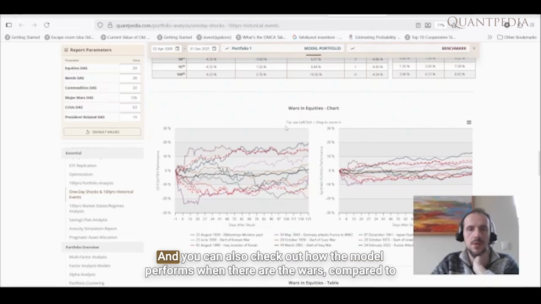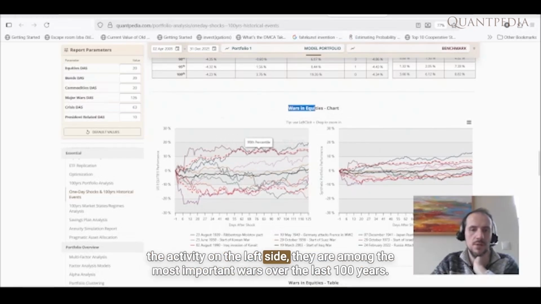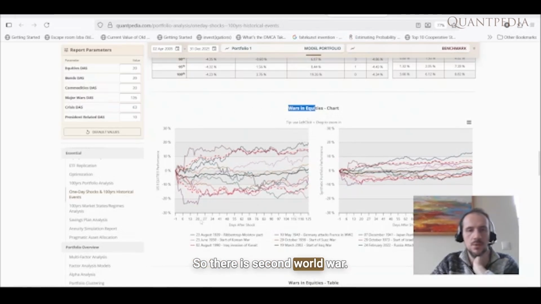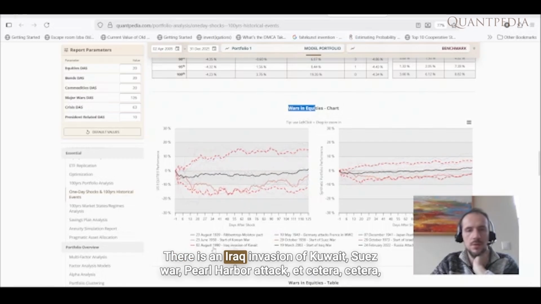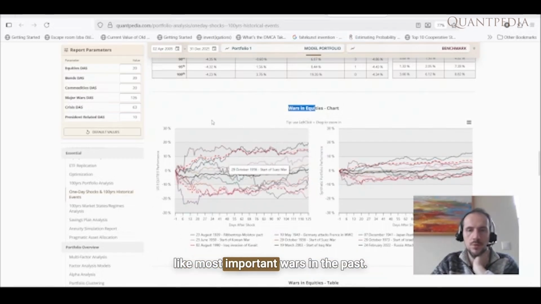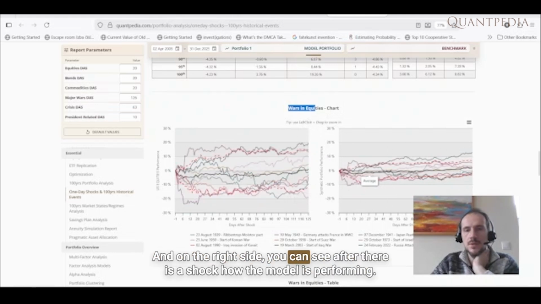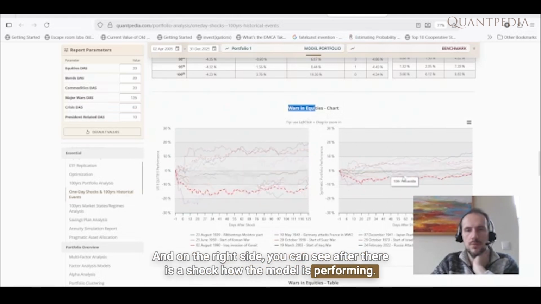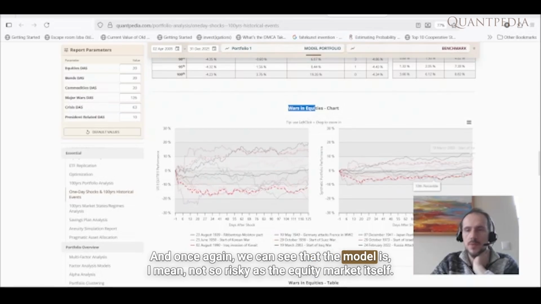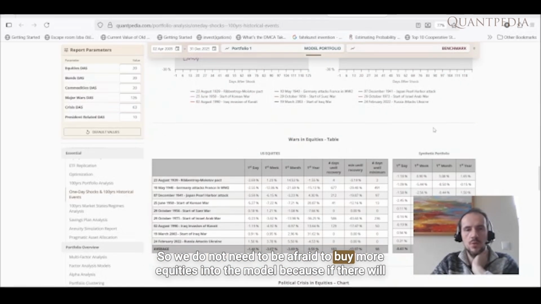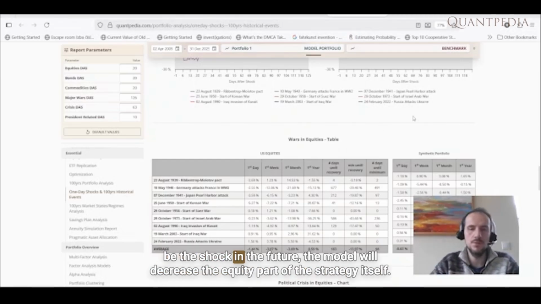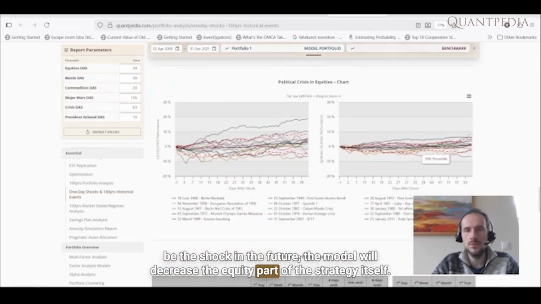You also have the tables, and you can check out how the model performs during wars compared to the equities. On the left side, there are some of the most important wars over the last 100 years: the Second World War, the war in Korea, the Iraq invasion of Kuwait, the Suez War, the Pearl Harbor attack, etc., the most important wars in the past. And on the right side, you can see how the model is performing after there is a shock. Once again, we can see that the model is not as risky as the equity market itself. So we do not need to be afraid to buy more equities into the model, because if there is a shock in the future, the model will decrease the equity part of the strategy itself.